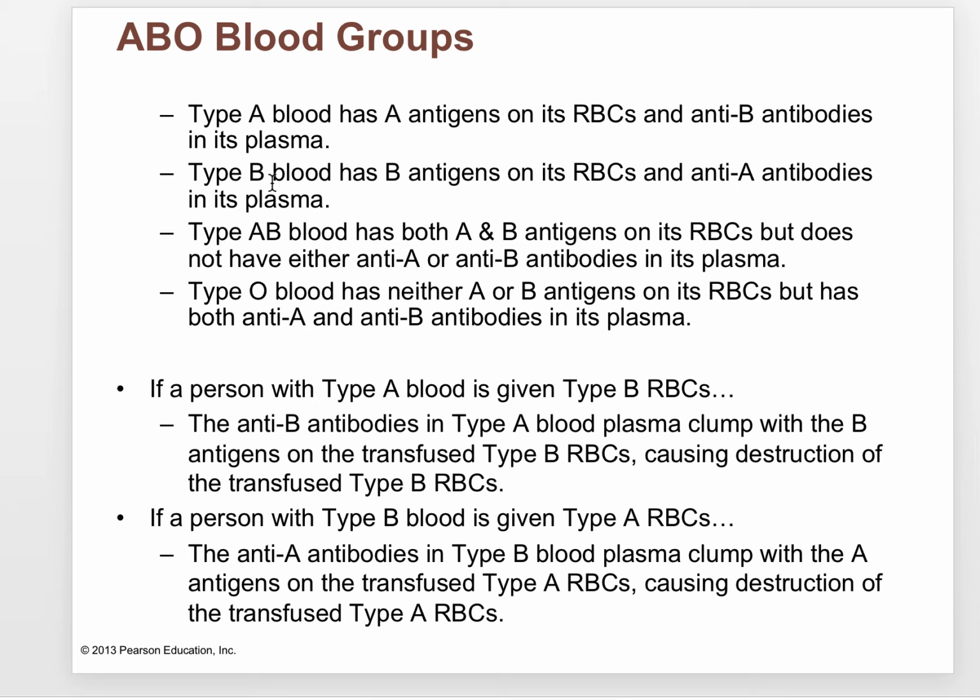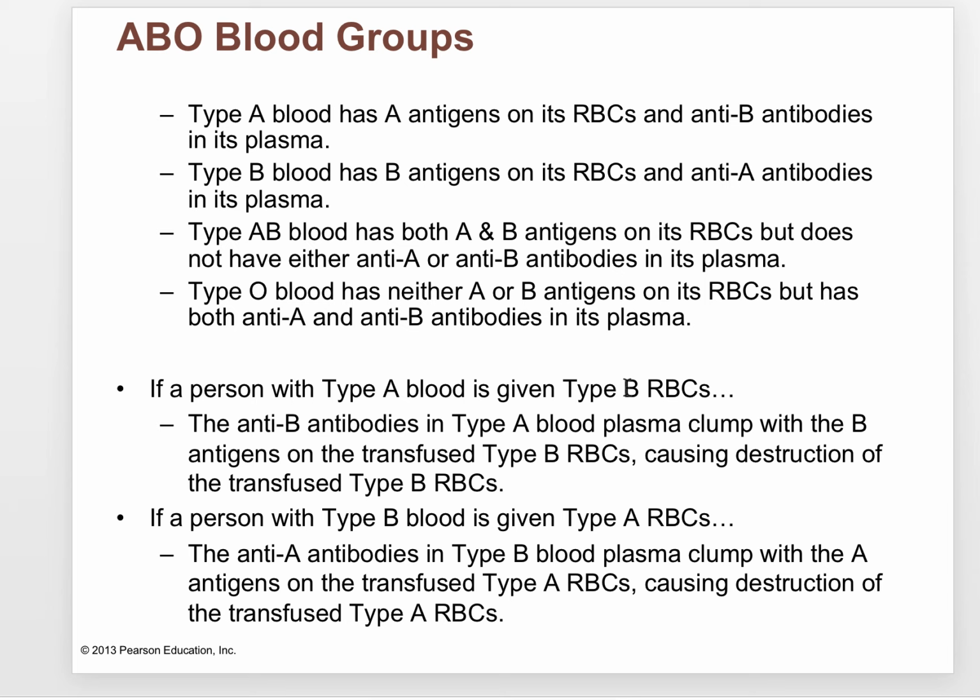These are the same conditions that were on the last slide. I just put them in there to remind you. Let's say you have a person with type A blood, and by mistake they're given type B red blood cells. What's going to be the result of that? Well, type A blood has type A antigens on the red blood cell, but anti-B antibodies in the plasma. Type B blood has type B antigens on the red blood cell, but anti-A antibodies in the plasma.